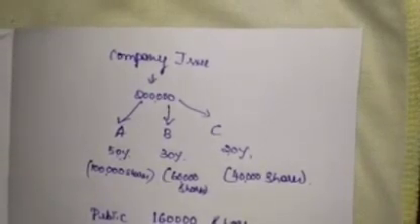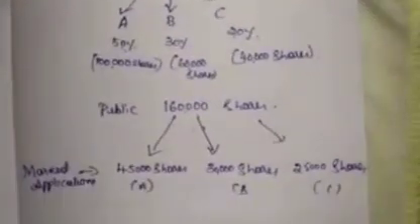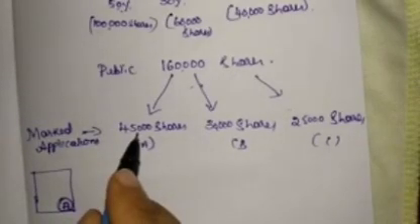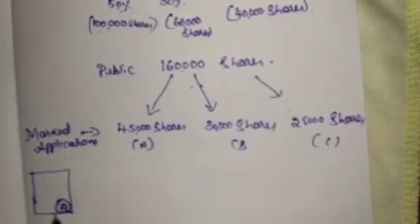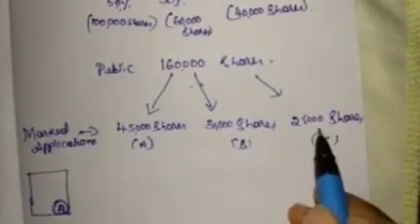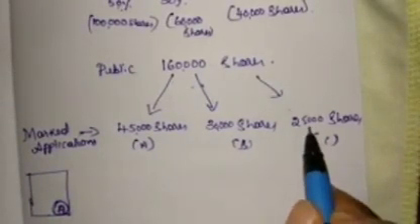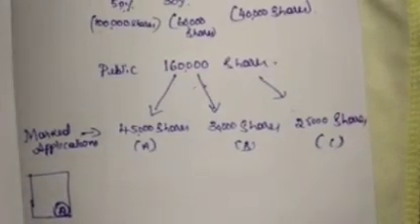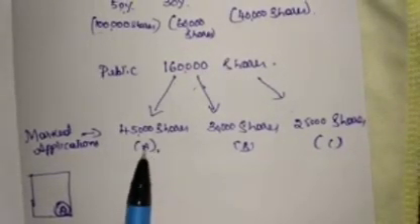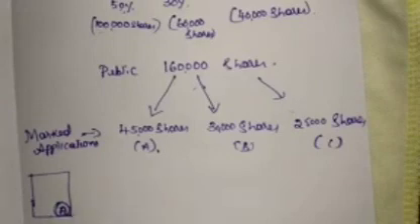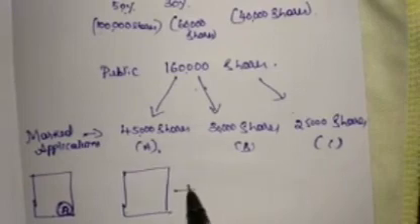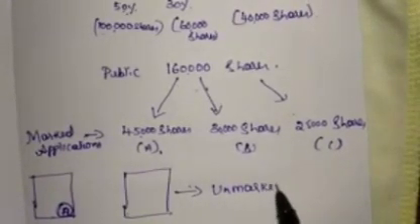Marked applications means applications which bear a stamp of the underwriter. If an application bears the stamp of A, that is a marked application of A. If it bears the stamp of B, it is an application that has come through B. Like that, if an application bears the stamp of C, it is a marked application that has come through C. So a marked application is an application that has come through an underwriter. An application which does not bear any stamp is called an unmarked application.